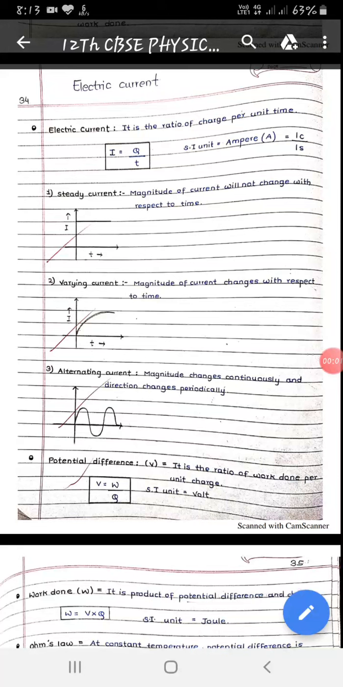Students, today we are going to start a new topic, that is electric current or current electricity for class 12. Already we have done the topic electrostatics. So in this topic today we are going to see some basic introductory concepts of electric current, and some of them we have already done in class 10. So we start with electric current.